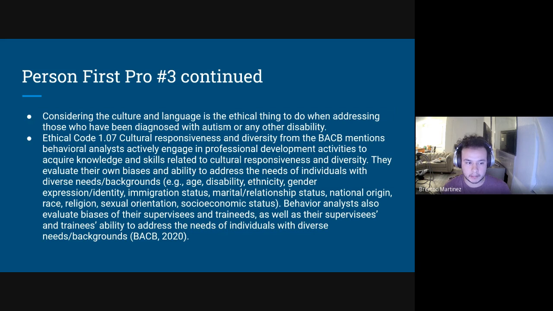As a behavior analyst, it's important to evaluate your own biases and to have the ability to address the needs of individuals, depending on their backgrounds, their gender, their culture, immigration status. It is important to always consider any of these things when working with individuals with disabilities. And it's also important for behavior analysts to evaluate those that they train and those that they work with, just to make sure that they also check their biases as well as their own.